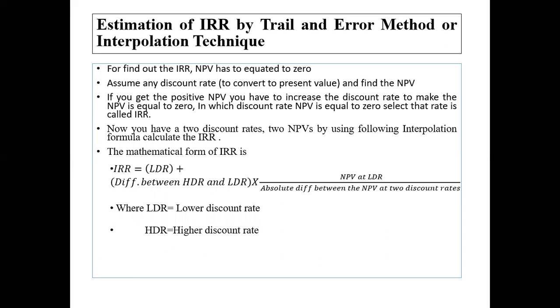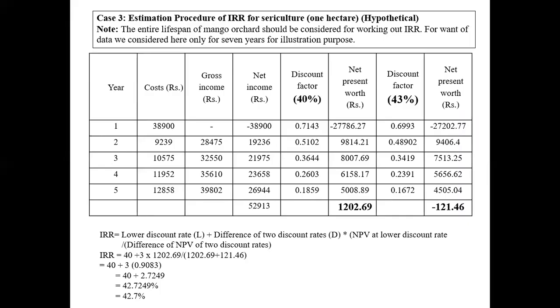Here you get two NPVs and two discount rates. These you use for calculating the internal rate of return by the interpolation method. This is the formula. IRR is equal to the lower discount rate plus the difference between the higher discount rate and lower discount rate, multiplied by the NPV at the lower discount rate divided by the absolute difference between the NPVs at the two discount rates. By applying this formula, you find the internal rate of return.